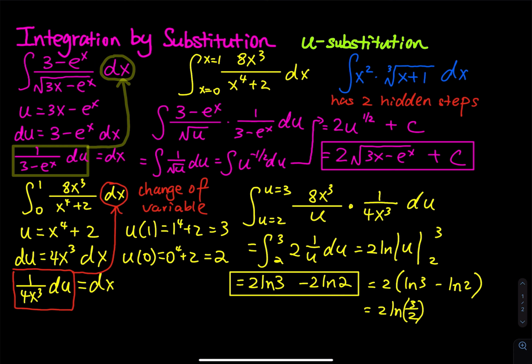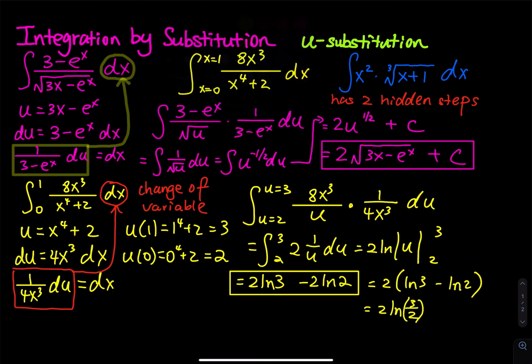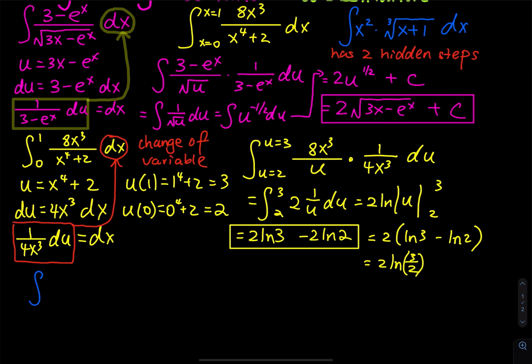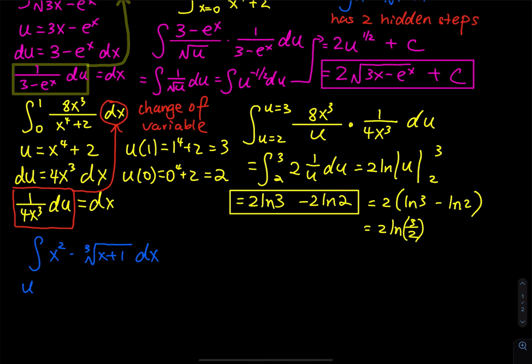All right, so the last problem, the blue problem, I said that problem has 2 hidden steps. So what are those 2 hidden steps? Let's get into that. We have a definite integral of x squared multiplied by the cube root of x plus 1 dx. So this one you are going to let u equal x plus 1, because that is inside a radical.